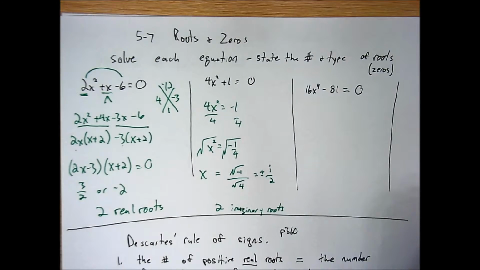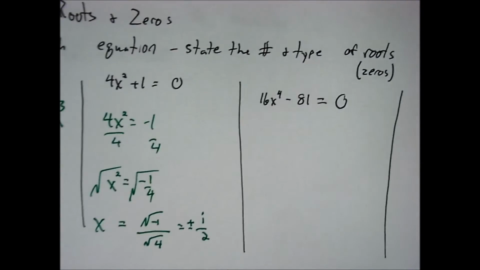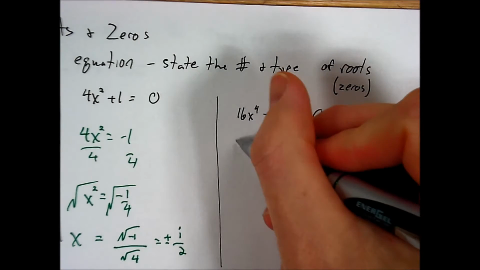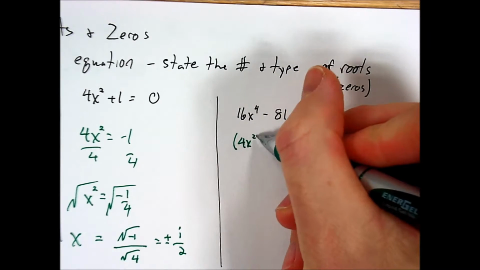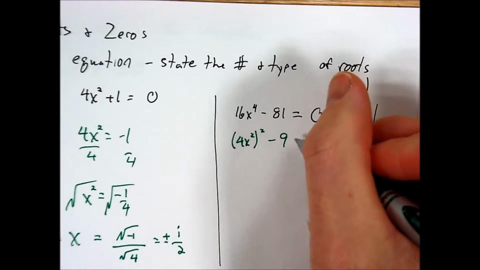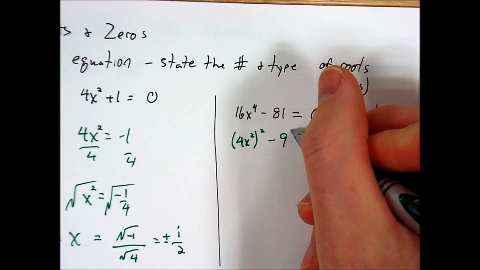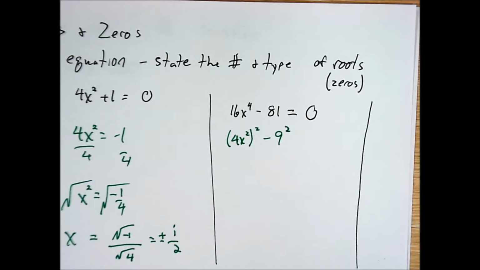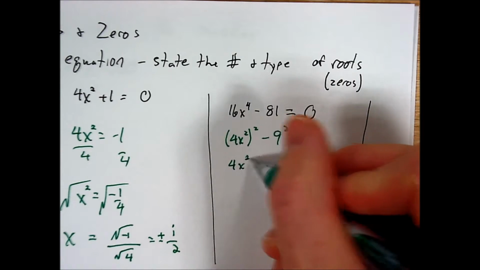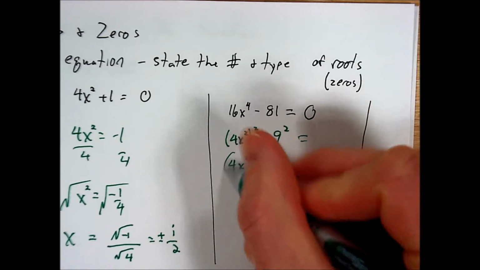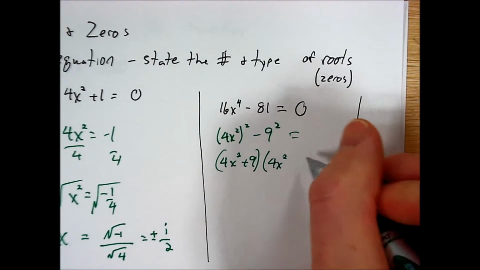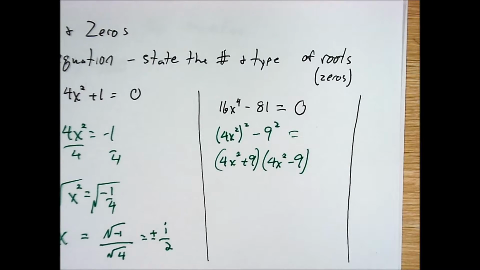Alright, this one's from a little bit more recent. This would be a difference of squares. This would be 4x squared, squared, minus 9 squared. So what's my difference of squares here? We're going to have 4x squared plus 9 times 4x squared minus 9.